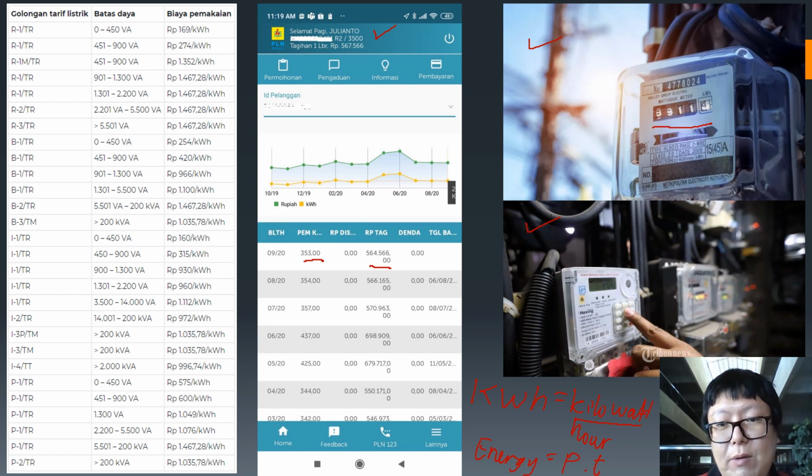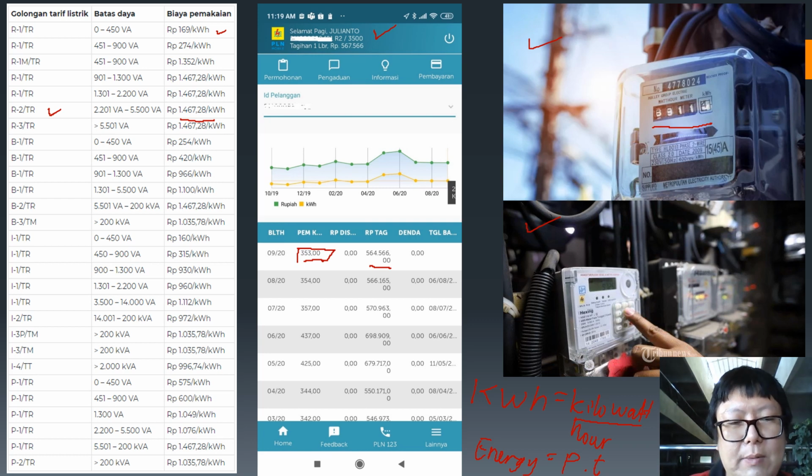It means that there will be conversions for each kilowatt hour that you can see from this table. My house is R2, so this is the one that I use, and the price is this. So to get the price, I just multiply by the total usage of the energy. Here it is 353 times around 1500, right? But why does my bill exceed the calculation?